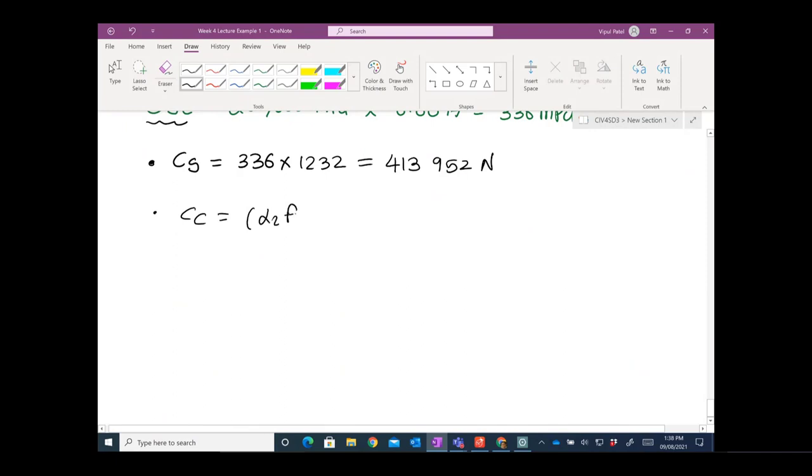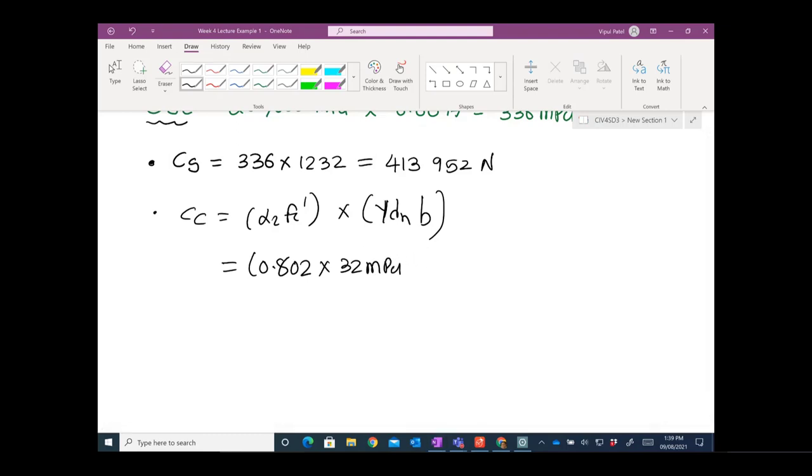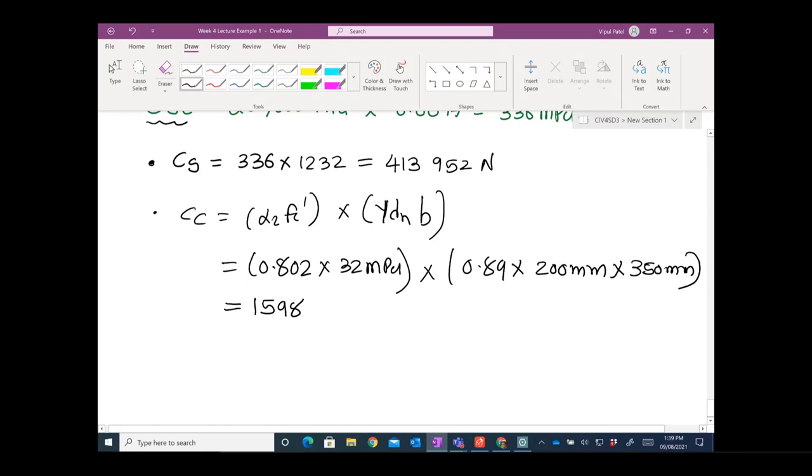So you have stress alpha 2 times the area, which is gamma Dn B. We did this one previously, but instead of Dn we are going to use what we assumed. So 32 megapascals times gamma, 0.89, times Dn, which is 200 millimeters that we assumed, and B is 350 millimeters. In that case, we will get 1598867.2 newtons. So that is the force in the concrete.